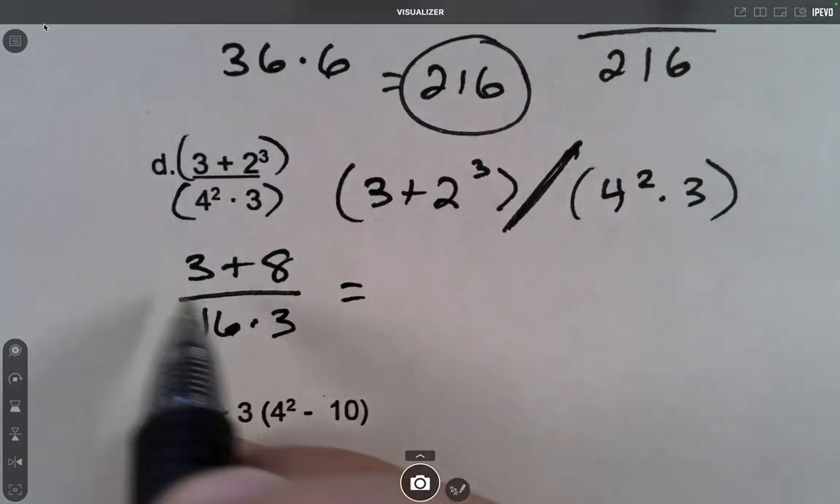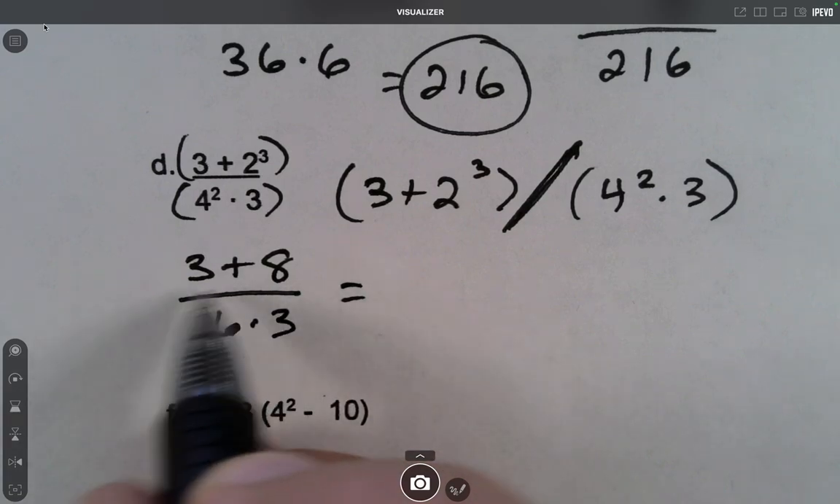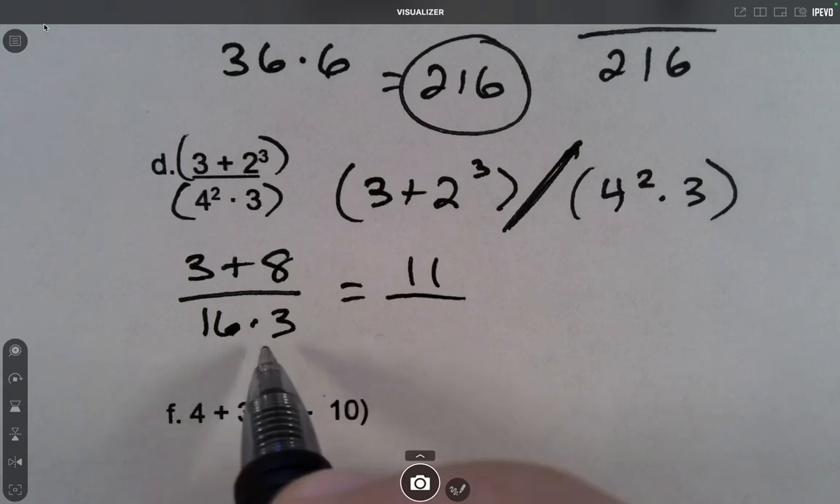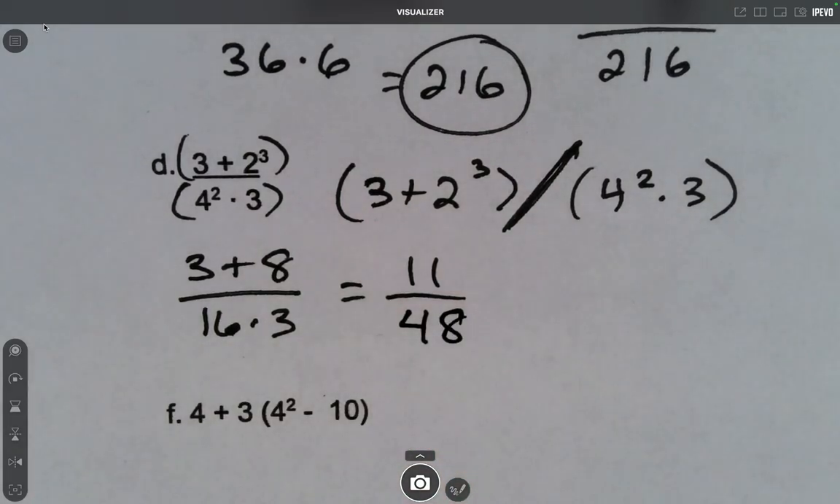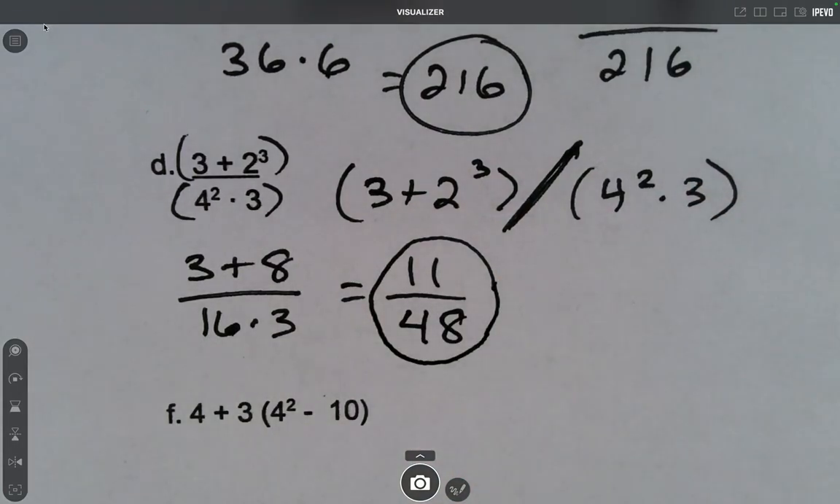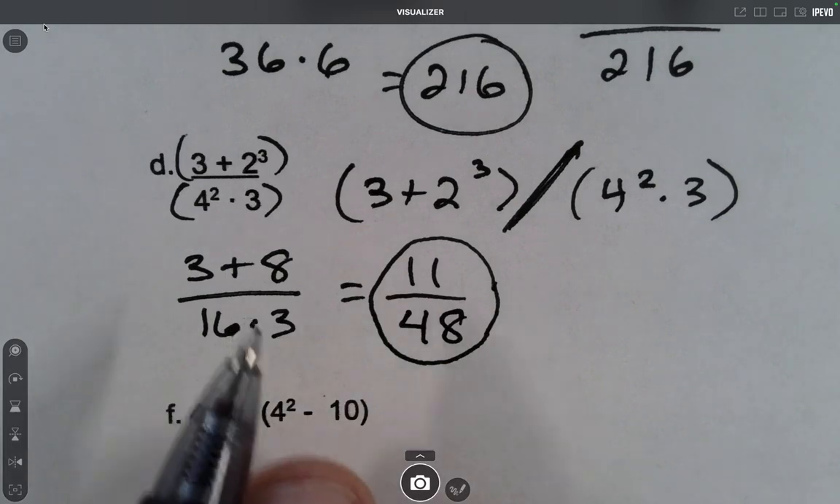So then, within this parenthesis, or understood parenthesis, the top, the numerator, 3 plus 8 is 11. And in this parenthesis, 16 times 3 is 48. Now, it's fine to have a fraction as your answer, but if it's possible to reduce the fraction, or if it divides to a whole number, you should go ahead and do that. But this one doesn't do either. There's no reducing here, and we don't need to do long division and get some crazy decimal. Just leave it as a fraction, 11 over 48. And we'll see more of these fraction examples in just a minute.